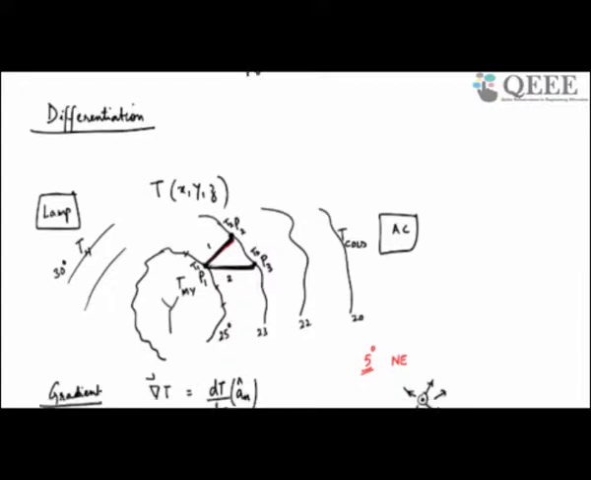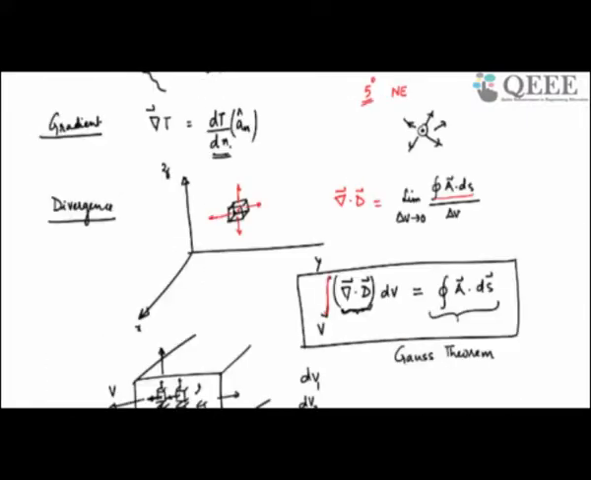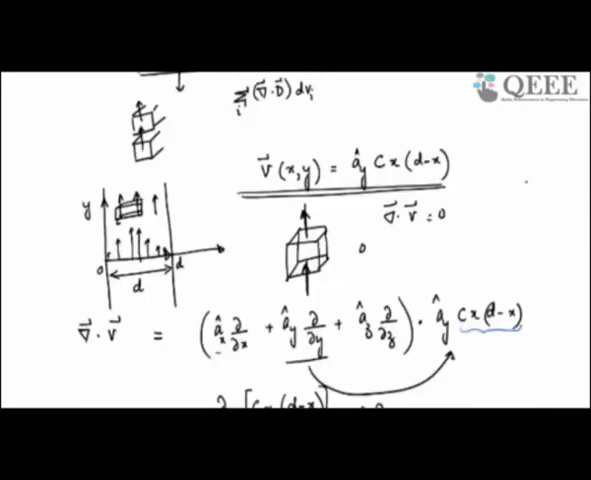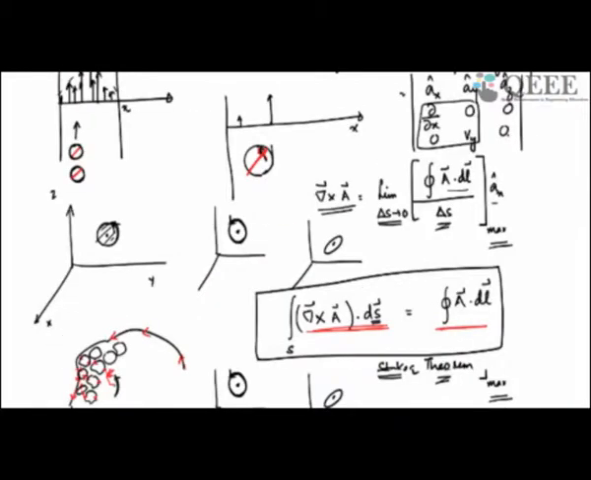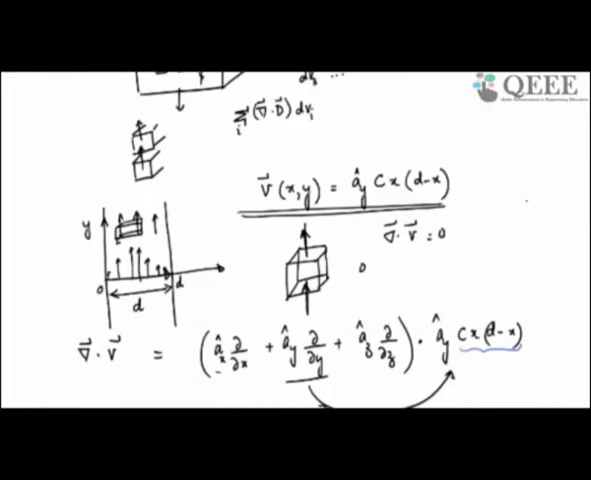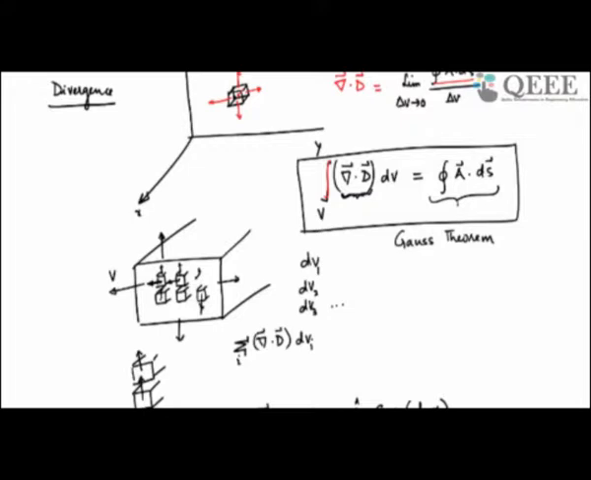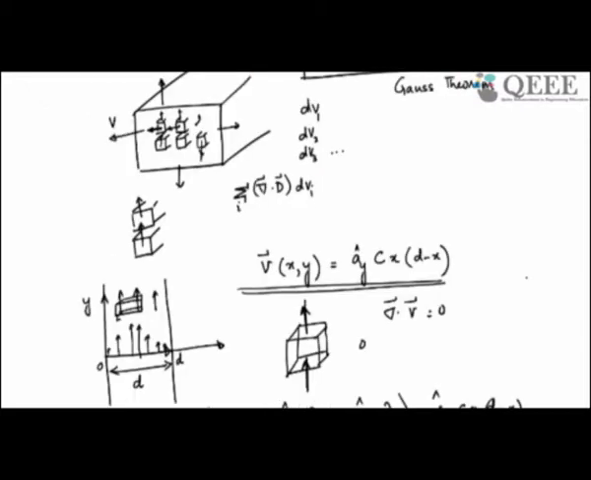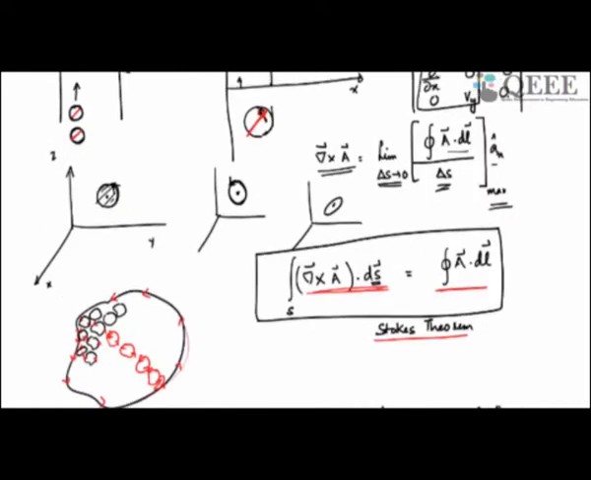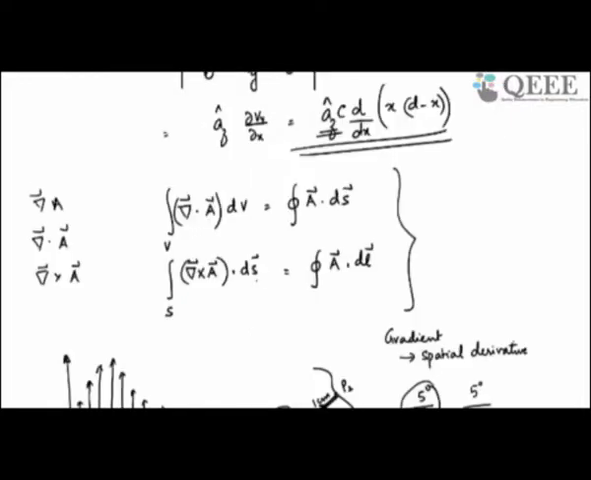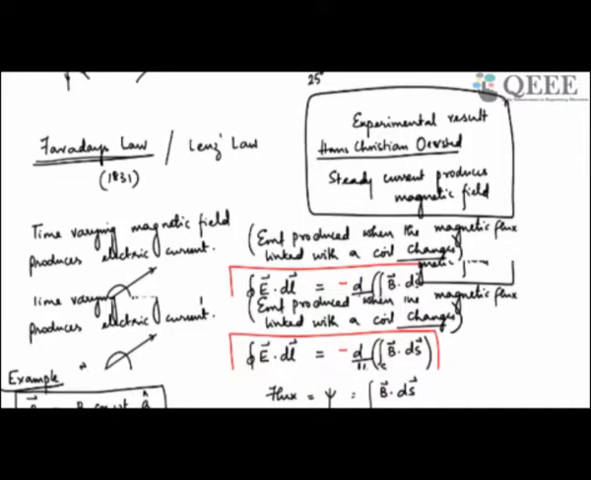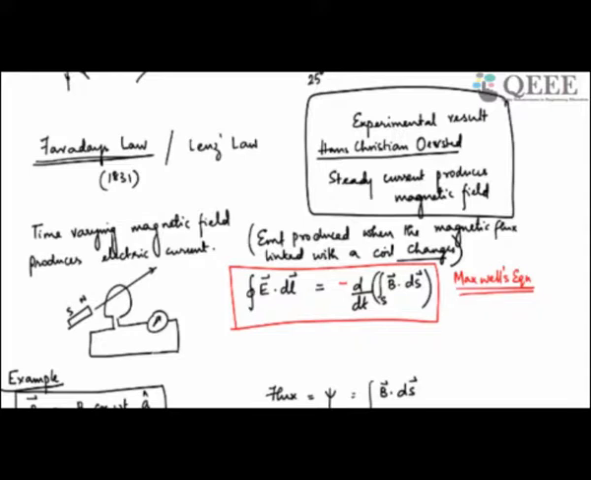About differentiation, we discussed gradient, divergence, and curl. We established two important theorems. One is Stokes theorem and the other is the Gauss divergence theorem, where we connect the divergence of a vector to the surface integral using the divergence theorem, and the curl of a vector to the line integral, the loop integral, through the Stokes theorem. Now, once we do that, we are ready to learn the laws of electromagnetics.